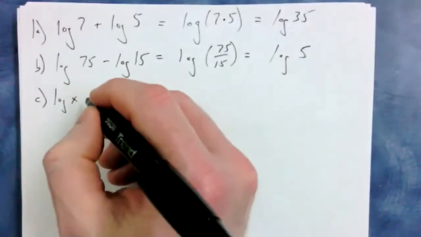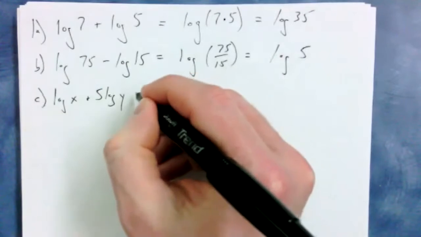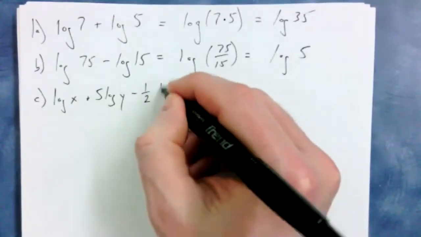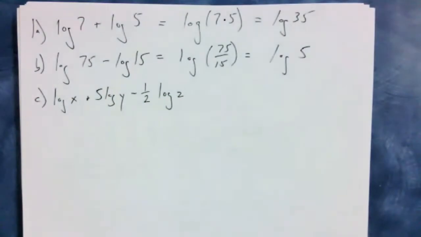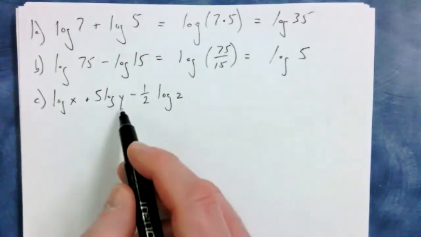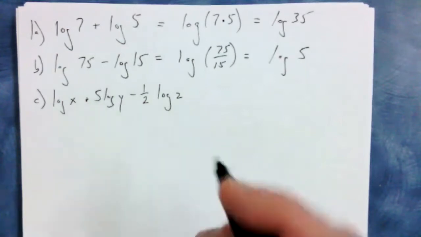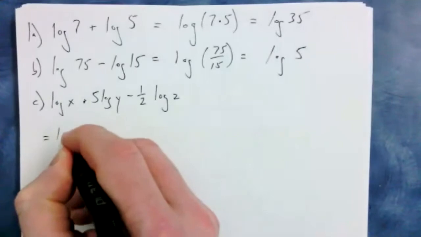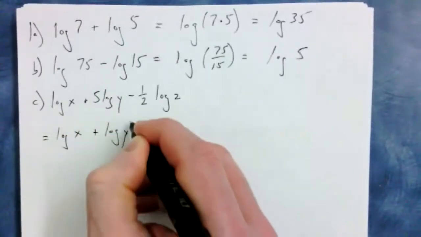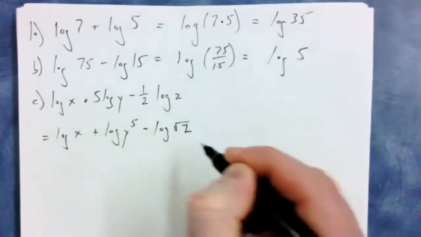Log of x plus 5 log y minus 1/2 log z. When we're going to start combining these things, it's good to make these exponents, like make this log of y to the 5. I'm going to rewrite this as log of x plus log y to the 5th minus, I guess, the root of z, because it's to the power of 1/2.